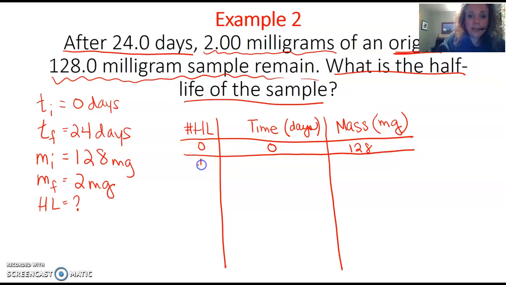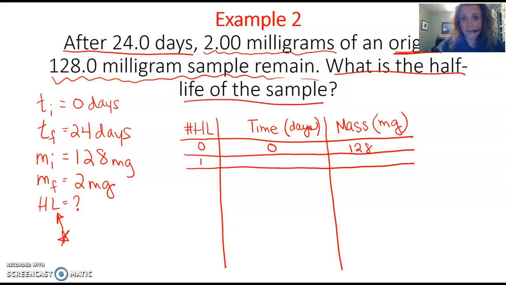All right, after one half-life, we are not sure how much time goes by because we don't know what the duration of the half-life actually is. So we can put nothing in this middle column yet. But what we can do is divide our mass by 2 to get 64 milligrams. So I'm going to continue to follow this pattern until my mass reaches 2 milligrams. And then I'll show you what we do next.